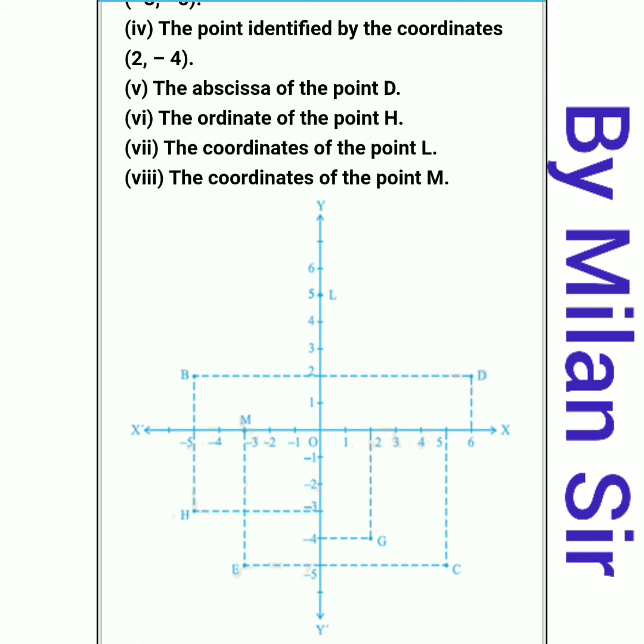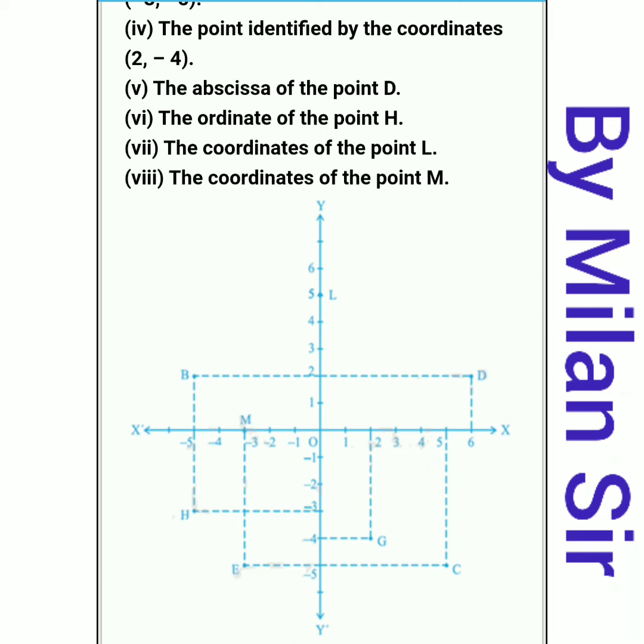If you think about the coordinate of G, first of all the x coordinate is 2 on the x-axis and the y coordinate is minus 4. So the point identified by the coordinates 2 and minus 4 is point G.